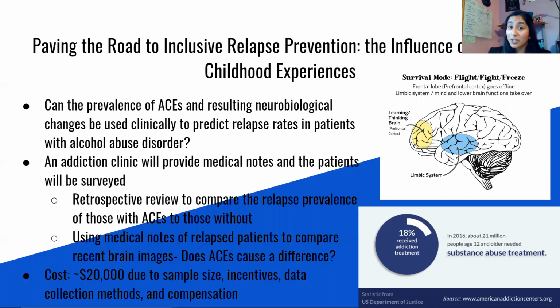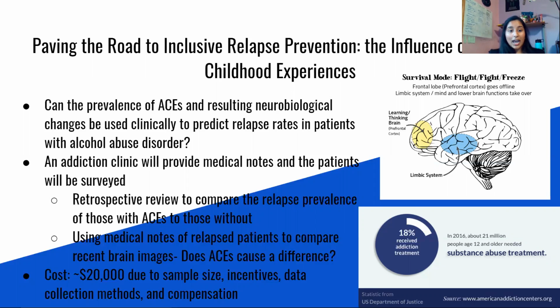So the way we would run the retrospective review is we'd split them up into three groups: those who have not relapsed, those who've relapsed with ACEs, and those who've relapsed without ACEs. The point of doing this is then we would focus in on the relapse patients, and we would want to see if there is a prevalence as to whether or not there are ACEs. In other words, are those with adverse childhood experiences more likely to relapse?